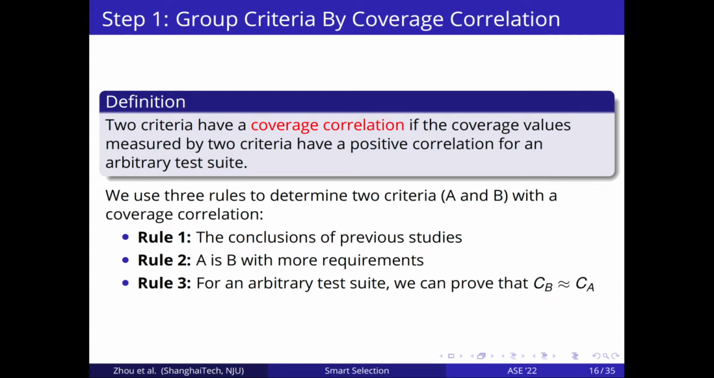One, there is some previous work studying the coverage correlation for some criteria. We adopt their conclusions. Two, criterion A is criterion B with more requirements. Three, for an arbitrary test suite, we can prove that coverage A is nearly equal to coverage B.